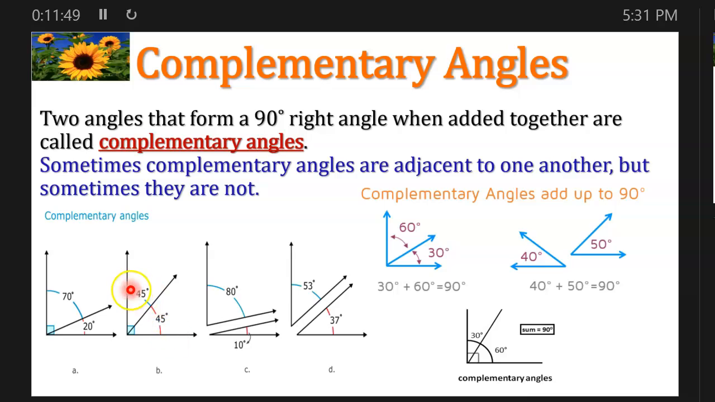We have 45 and 45 again. Those two added together makes a 90, so those are complementary. These are adjacent here, these two, A and B, are adjacent. But C and D, these are not adjacent.